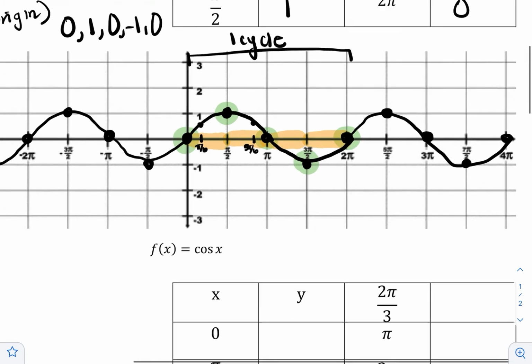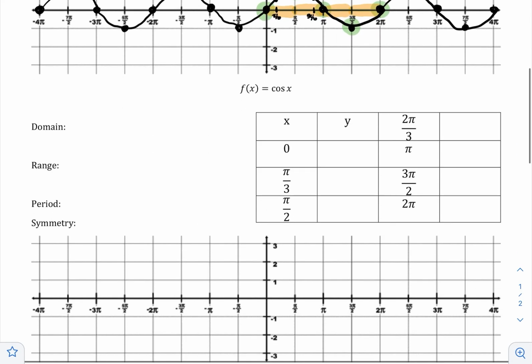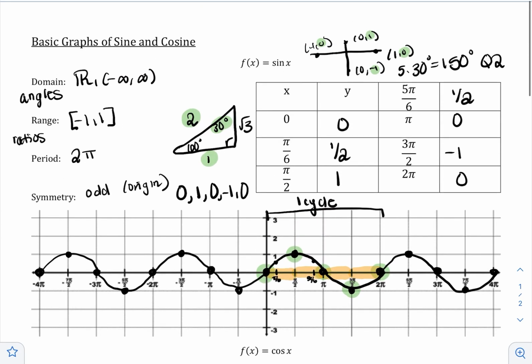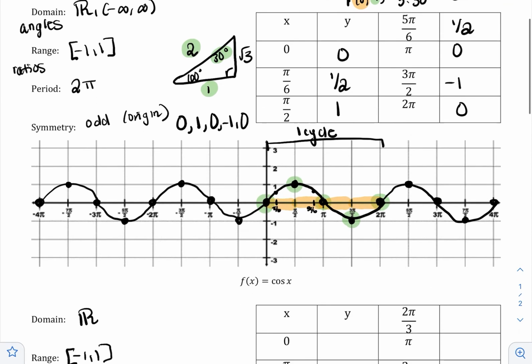Let's do the same for cosine. So the domain is all real numbers. The range is -1 to 1. The period is 2 pi. The main difference here is that cosine has an even symmetry, y-axis symmetry. So again, we're going to do the axis angles. I can go up here to my little diagram that I already drew, and cosine is going to be the x. So 1, 0, -1, 0.